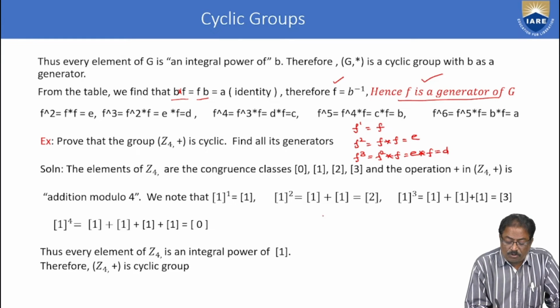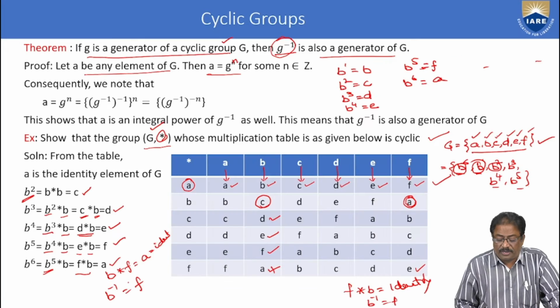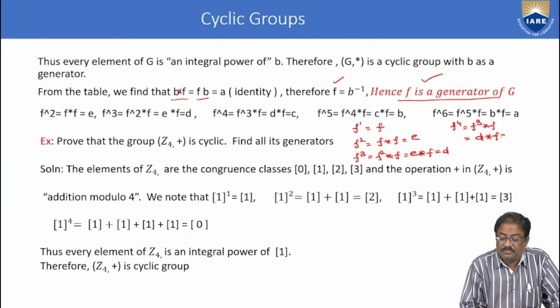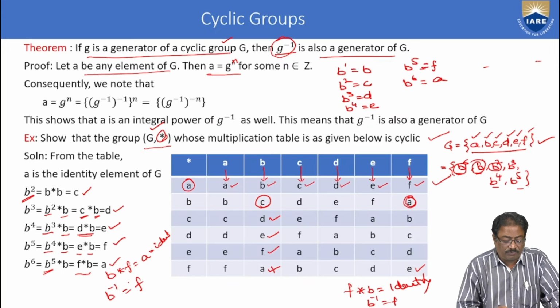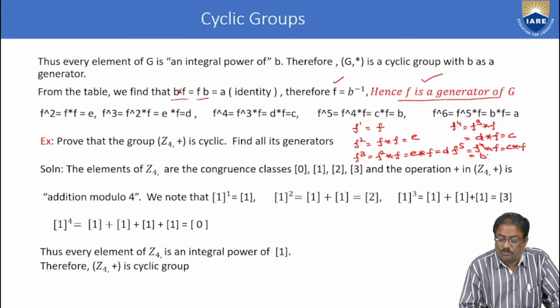Then F to the power of 4 is F cubed into F, which is D into F, and D into F is C. Then F to the power of 5 is F power 4 into F, so C into F, and C into F is B.